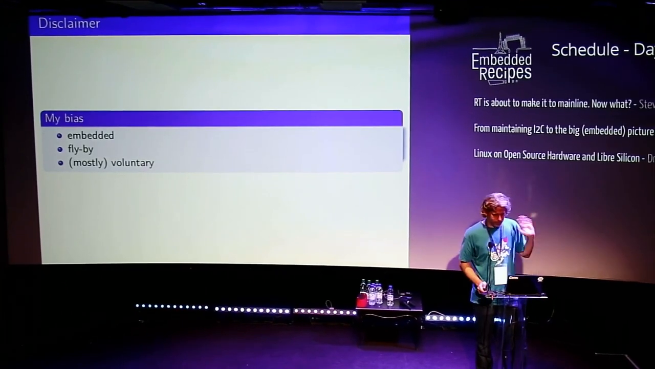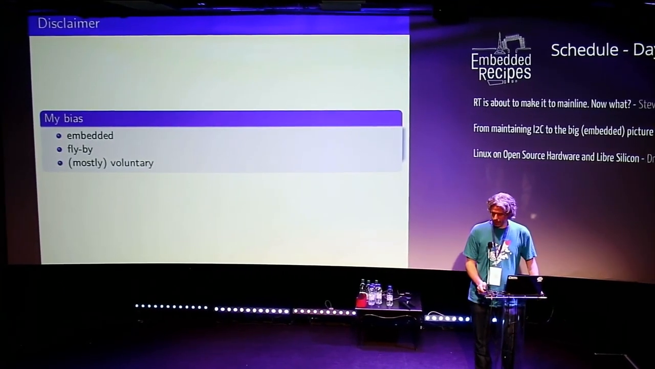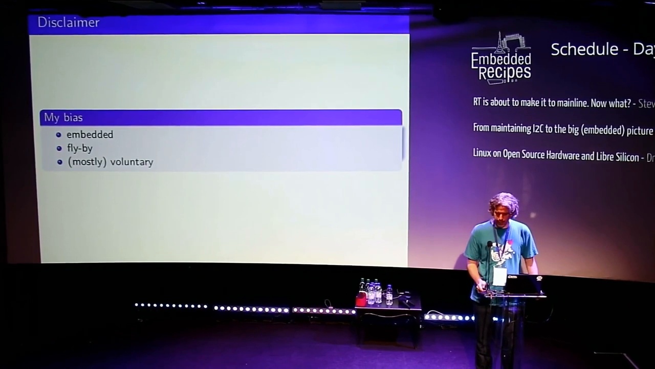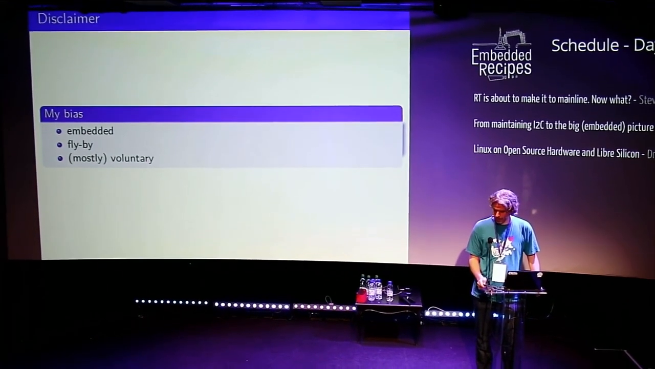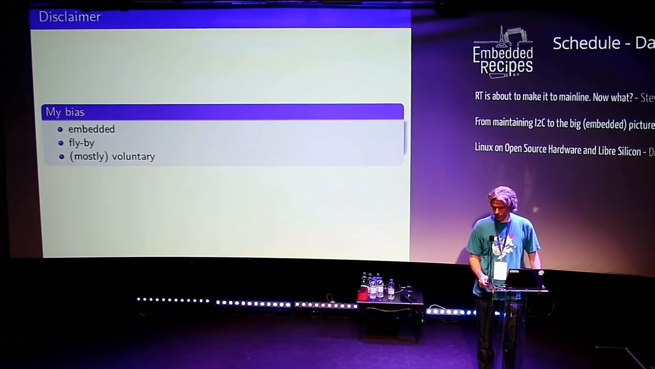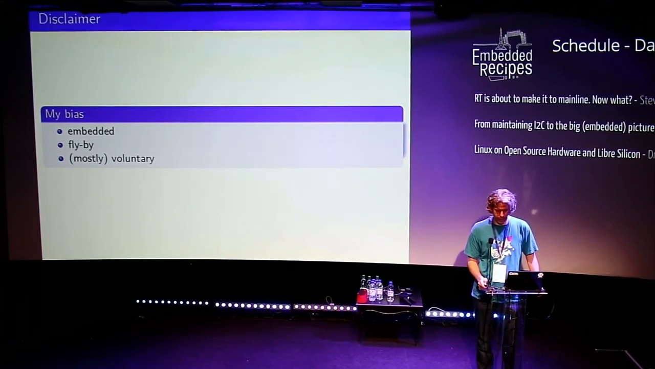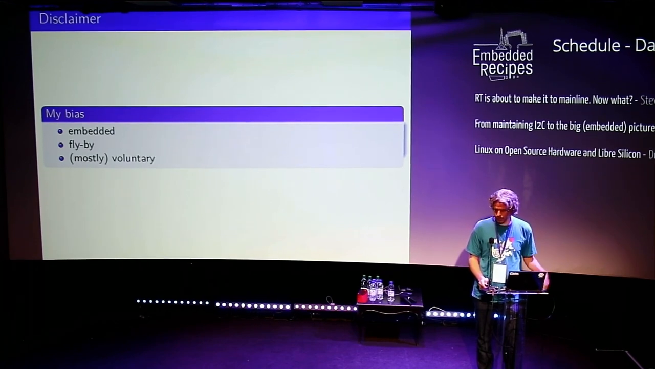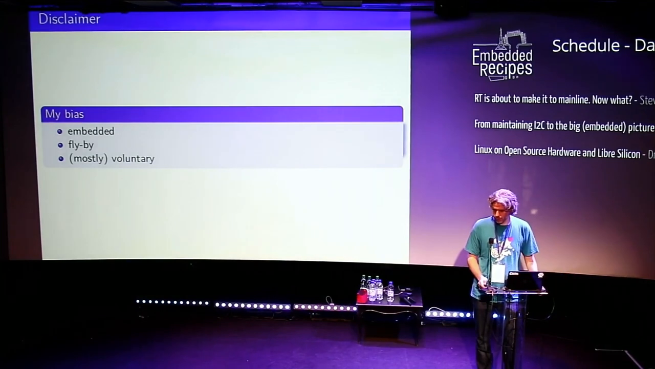So with all that being said, I still want to emphasize again, I'm biased. I'm biased because I'm mainly an embedded kernel developer. I am the maintainer of a subsystem. It might be different for others, so I'd like to hear about that. And most of my maintenance work is still voluntary. I don't know how it feels if you work at Red Hat and are paid to do your maintenance job.